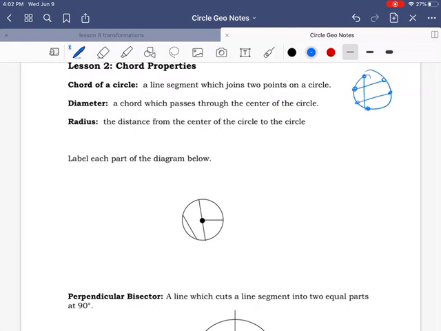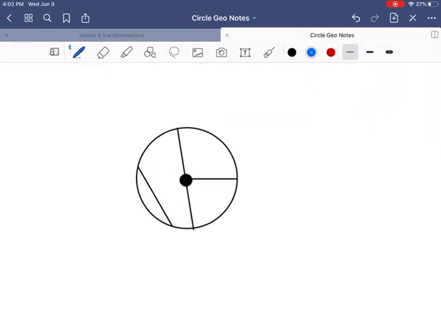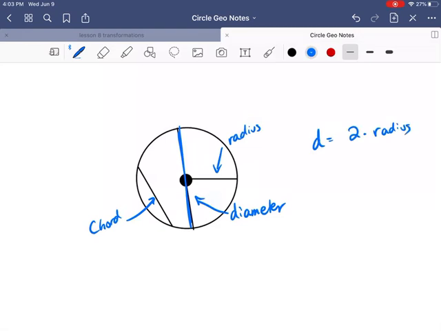A diameter is a little bit of a special chord in that it goes through the center of the circle. So diameter goes through the center of a circle, and the radius is half of the diameter. So let's label some stuff here. So this is just a plain old chord. This is a radius. And the entire thing here is the diameter. Now the diameter is equal to 2 times the radius, or the radius is the diameter divided by 2.